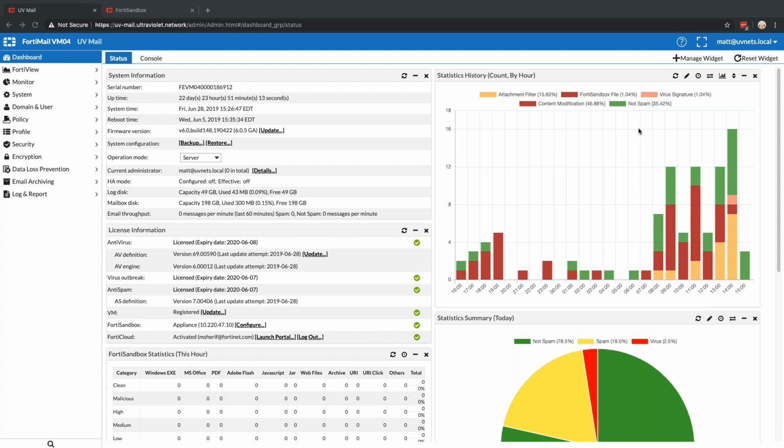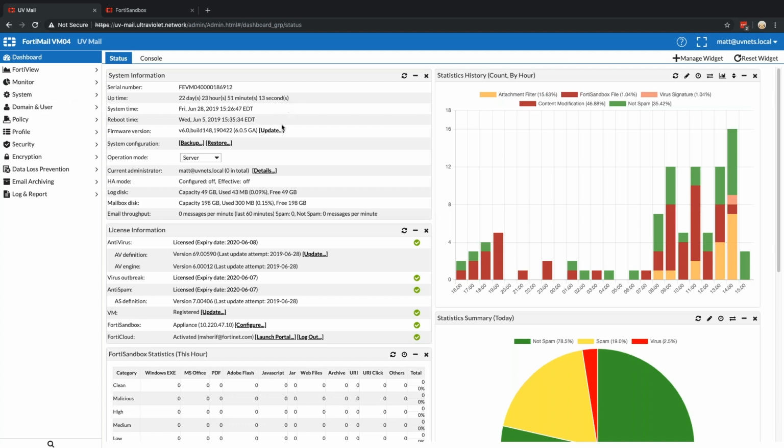Hey guys, Matt here. I came across something while I was looking at my sandbox today that I felt you might find interesting, particularly this little pink salmon color here. That's a virus signature, so I caught a virus on my mail server.